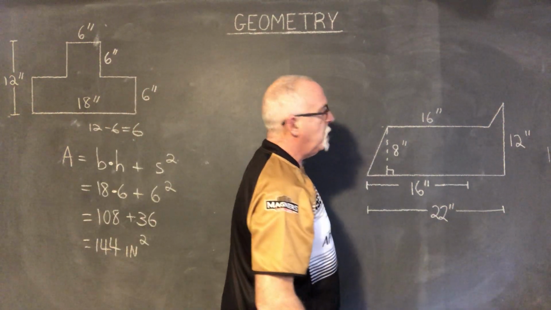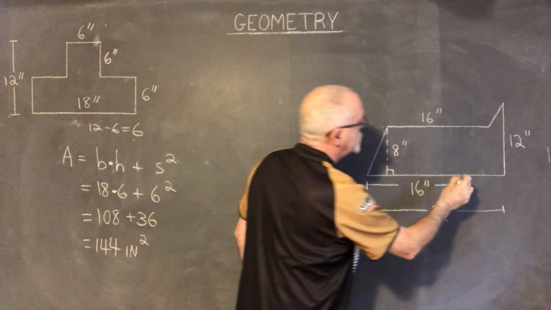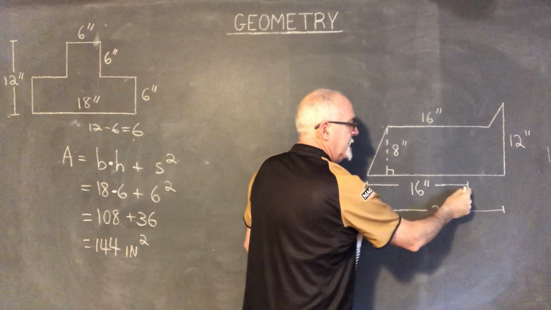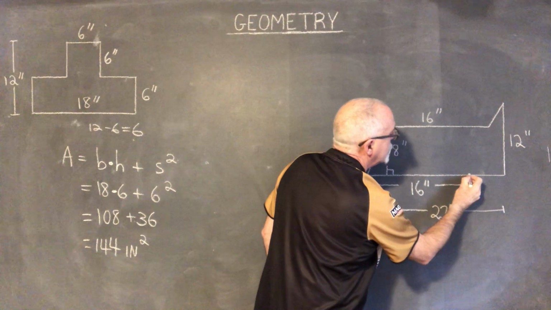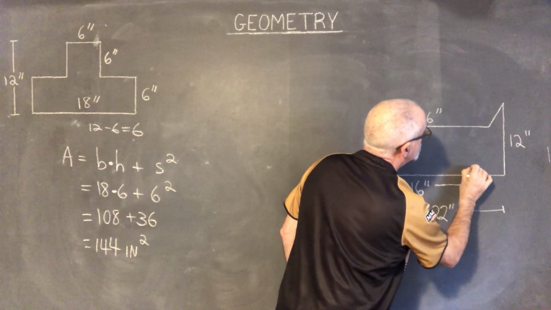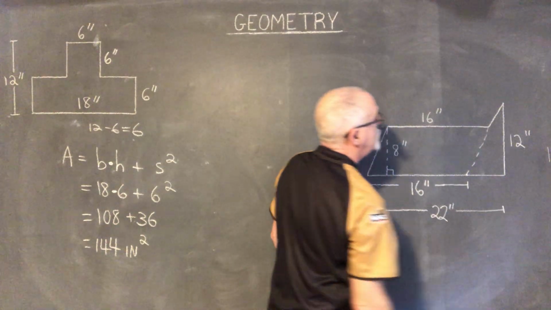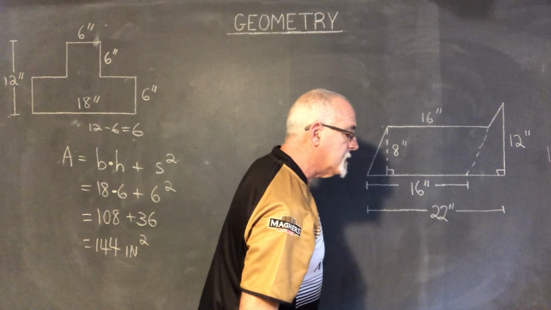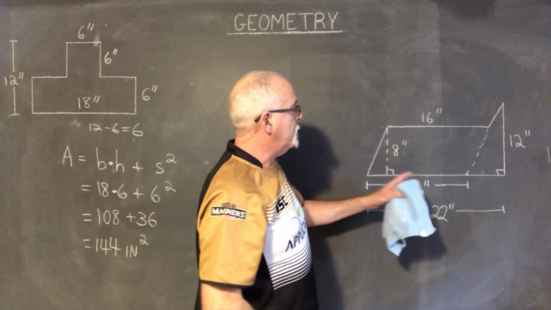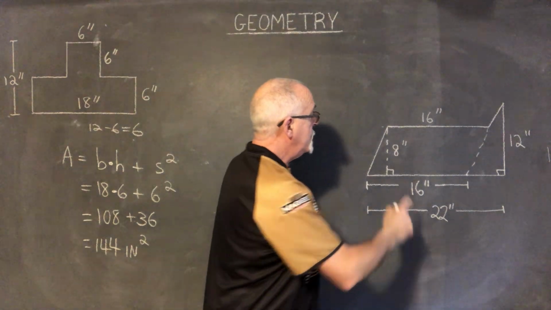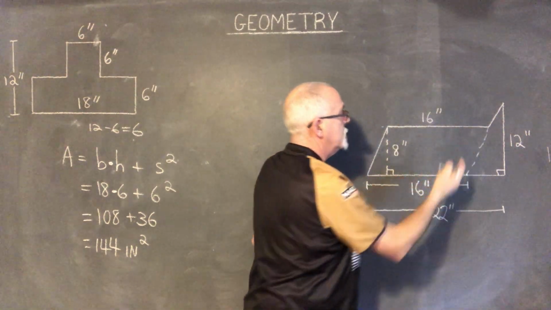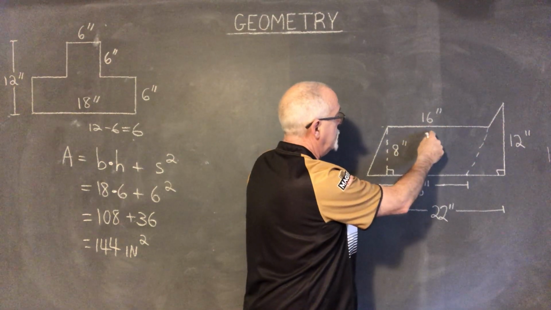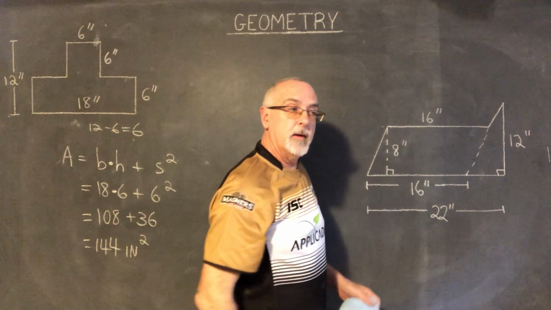Okay, what I'm going to do is connect this point right here at the end of this 16-inch length that we are given in the drawing up to here, and I see that I have a right triangle. I should have put a little right angle symbol there, so I'm putting it in now. So I have a right triangle and I have a parallelogram. If this is 16 inches and that is 16 inches, I have evidence that this is a parallelogram. The height of that parallelogram is 8 inches.